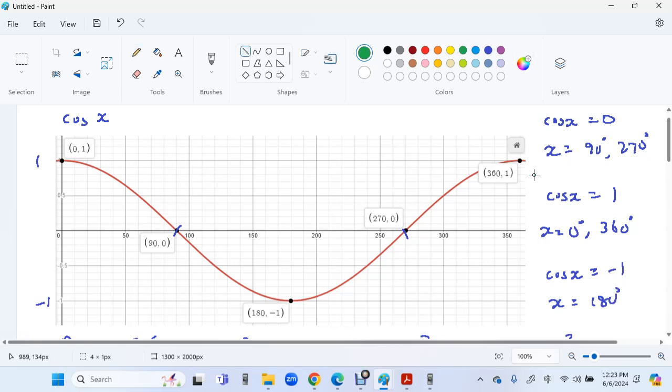So these are special cases when we solve for the trigonometric value, where we get the value from the graph instead of using the calculator. So there are 5 points: 0 and 360, 90 and 270, and -1 is 180.